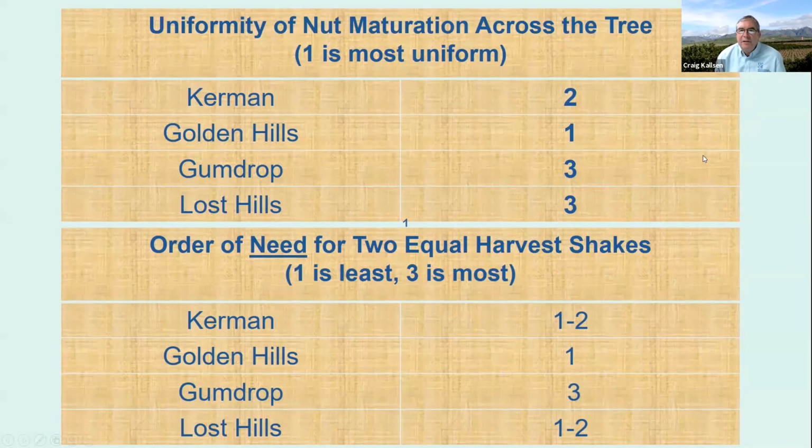A uniformity of nut maturation across the tree. This is important because the more uniform the nut maturation is across the tree, the less likely you'll have to do 2 harvest shakes. If all the flowers bloom at the same time, they're a lot more liable to mature at the same time. So Golden Hills has the most uniform maturation across the tree.